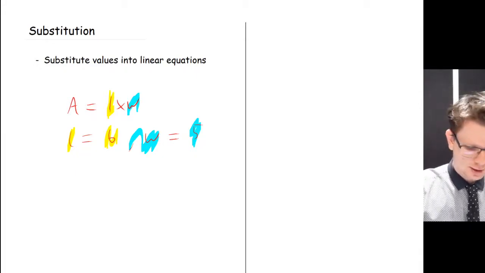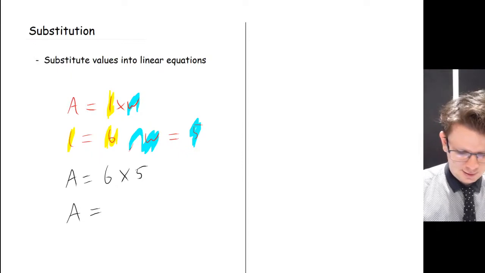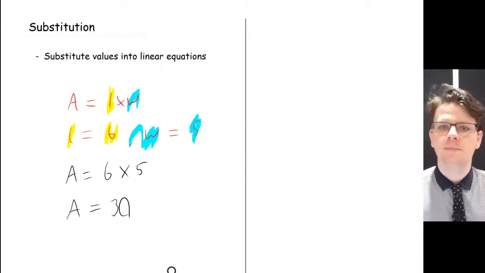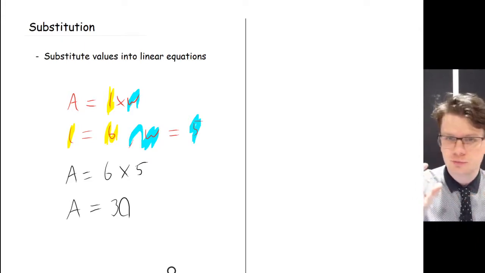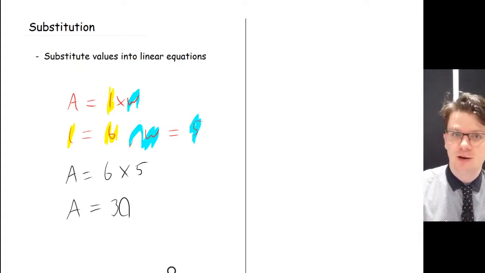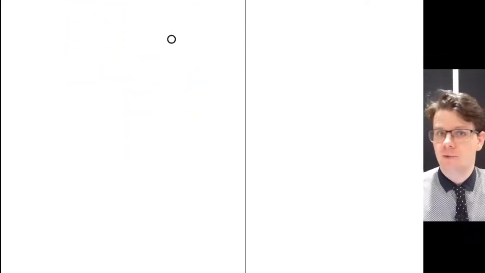So I could turn that into A equals 6 times 5 and get a final answer of 30, just by substituting. That's all substitution is. So that's just a real basic, brief reminder. It means that we're turning variables into numbers, right?